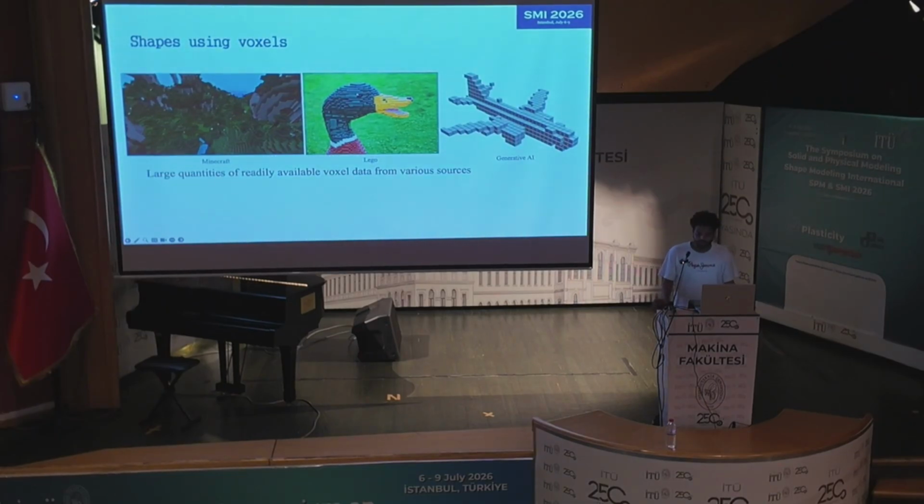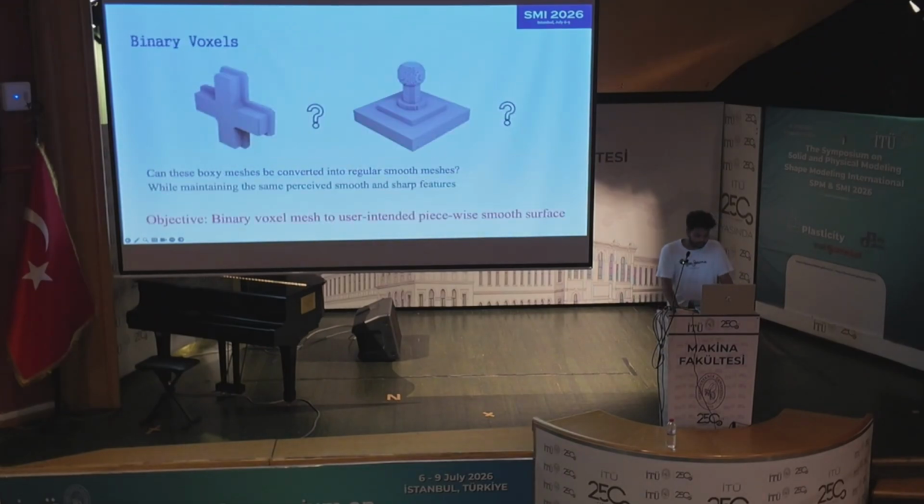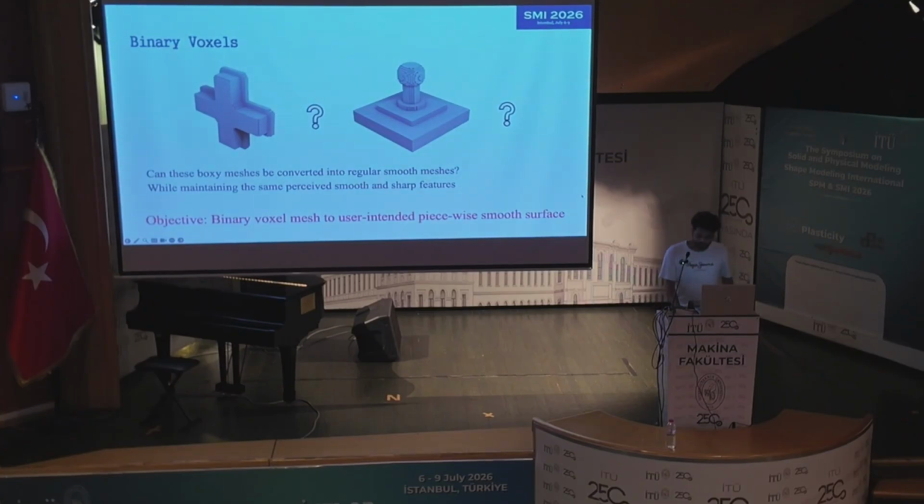So our motivation comes from large quantities of readily available data from various sources. But these voxel representations only provide abstract or low resolution approximations of shapes. They lack realism. They fail to meet typical modeling or rendering applications. So, how do we convert these boxy looking meshes to regular smooth meshes without losing much detail?